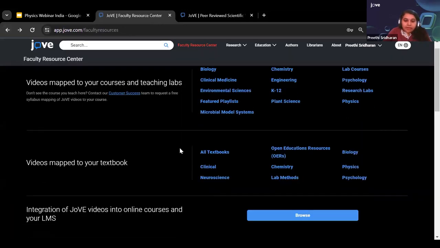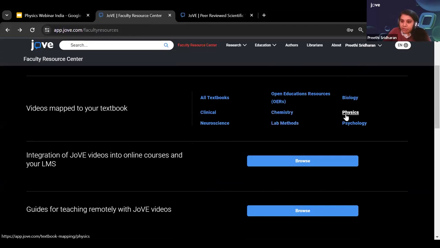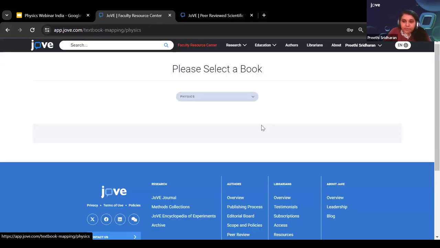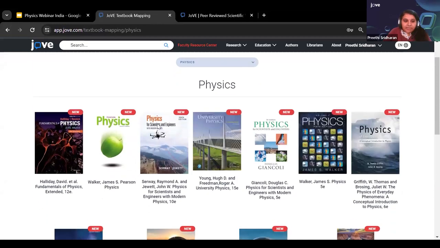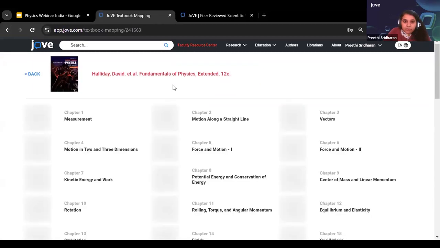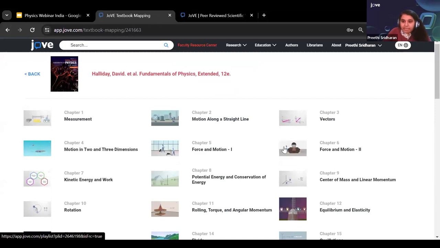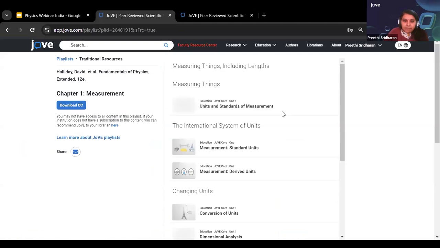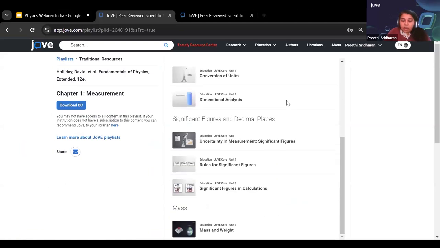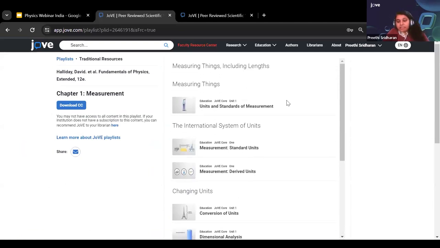And then here, as I mentioned, we have textbooks that are mapped. If you click on physics, it will take you to this page where you can find textbooks. If you click on one textbook from here, you can find a chapter-wise playlist. Here, I'll show you one chapter. These videos are arranged based on the inside content of this particular book, from chapter one.